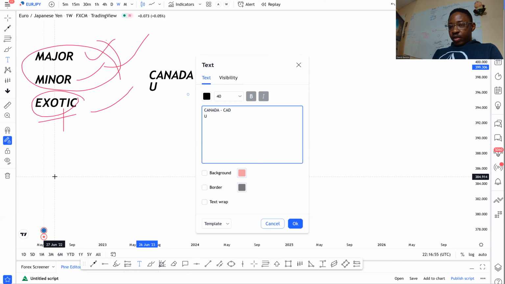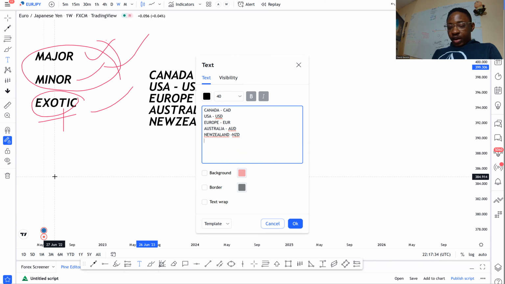We have USA, or United States of America. Their currency is the USD, or United States dollar. We have Europe. So the whole of Europe spends one currency, and the currency is the euro, which is represented as EUR. We have Australia. Australia spends the Australian dollar, which is represented as AUD. We have New Zealand. New Zealand spends the New Zealand dollar, which is represented as NZD.